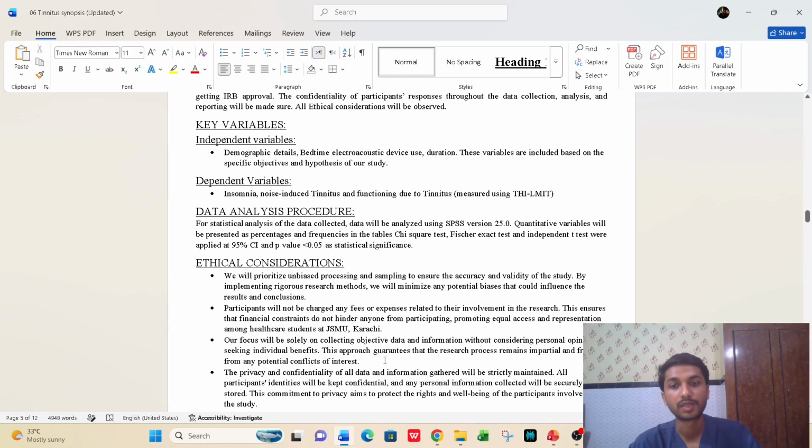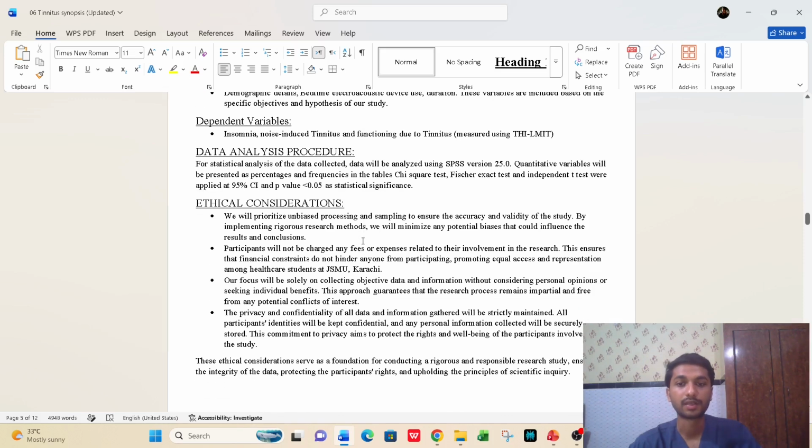After that, you have to mention how you would collect the data, and the second thing is how you would run the analysis. So you have to mention the name of the software as well, its version, and exactly what tests you are going to run on it. You have to mention all of that as well. And after that, ethical considerations. What are the ethical considerations? How you consider them, how you prioritize the unbiasedness of your population, how to process these things, how to sample these things, all of these are mentioned in your ethical considerations section.